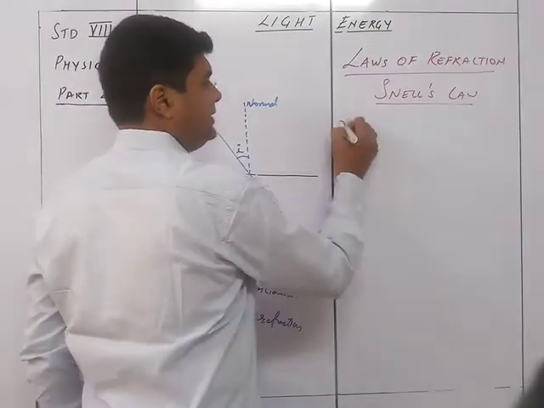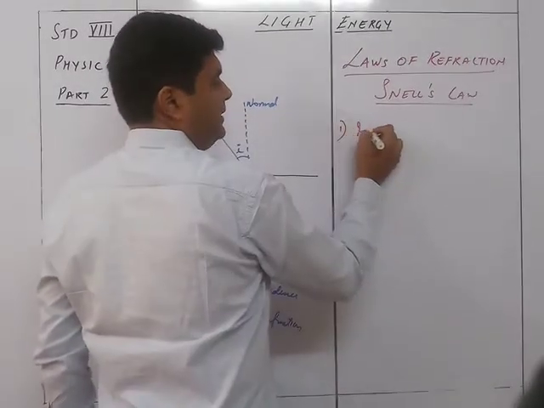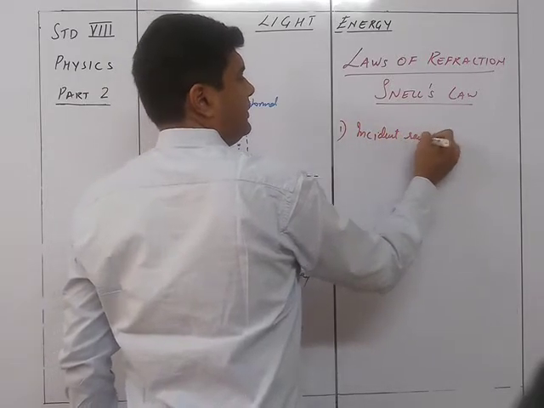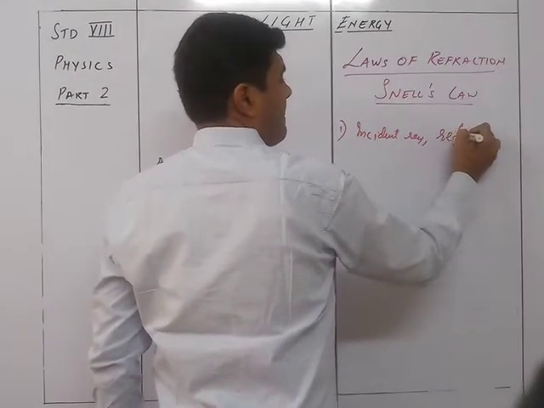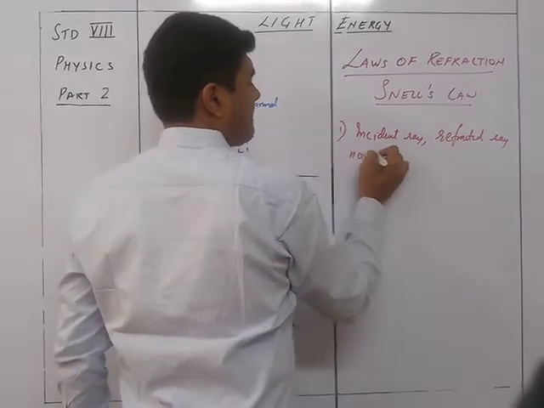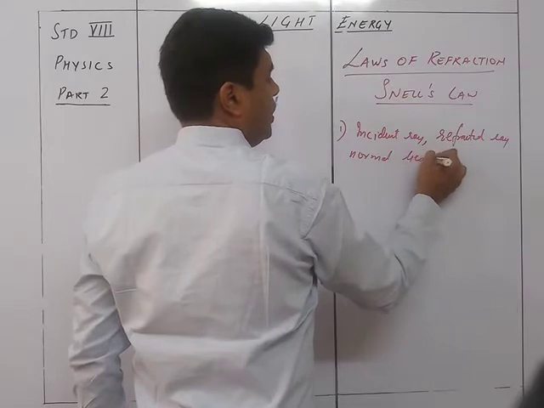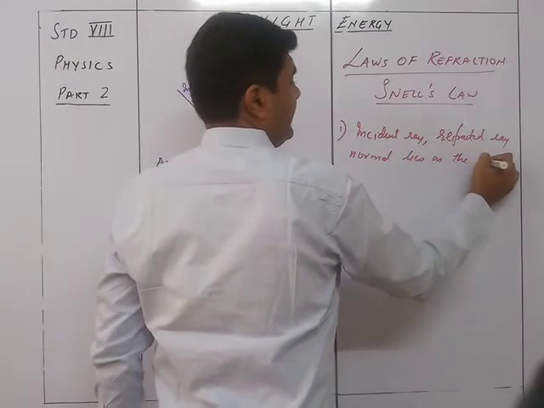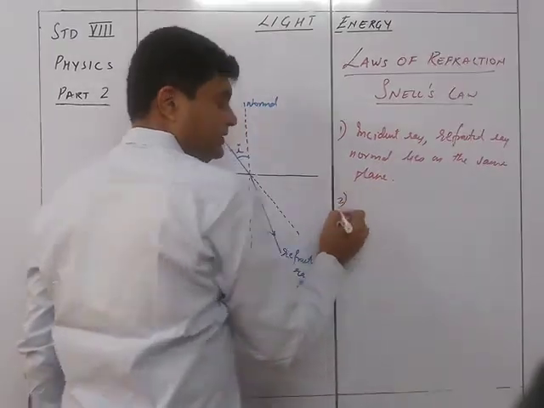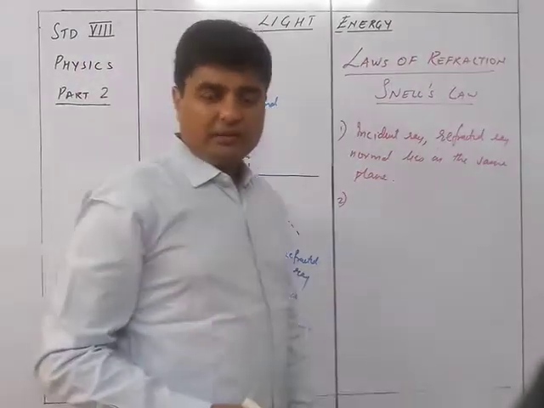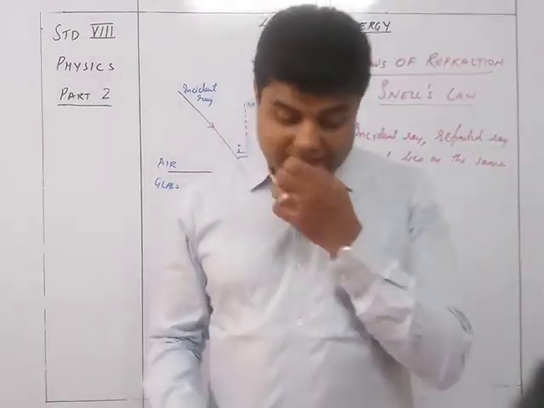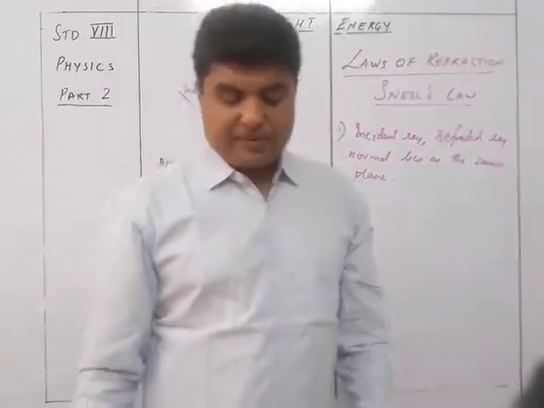So the first thing is that the incident ray, refracted ray, and normal lie on the same plane. That's the first law. The incident ray, the normal at the point of incidence, and the refracted ray all lie in the same plane.